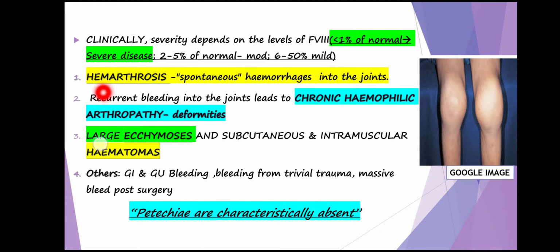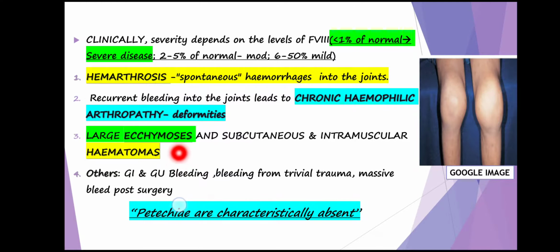And hemarthrosis can be seen, where there are spontaneous hemorrhages into the joints and the joint becomes swollen. There will be repeated episodes of bleeding into the joints, sometimes inflammation also. So painful, tender and large joints with limited joint mobility can be seen. When there is recurrent bleeding into the joints, it leads to chronic hemophilic arthropathy and will manifest as joint deformities. Then large ecchymosis and subcutaneous and intramuscular hematomas will be seen.